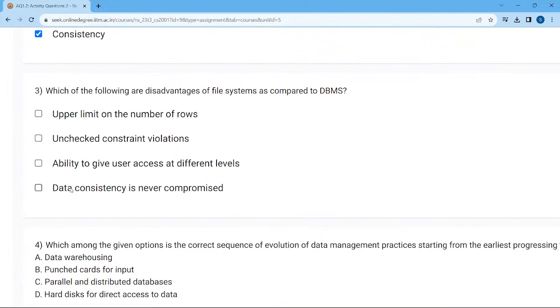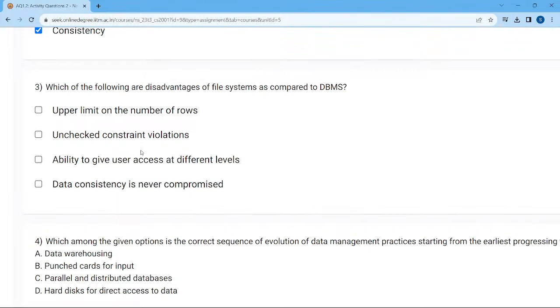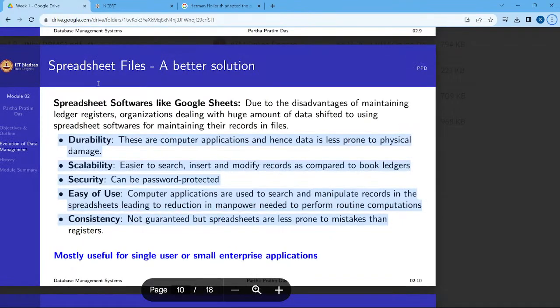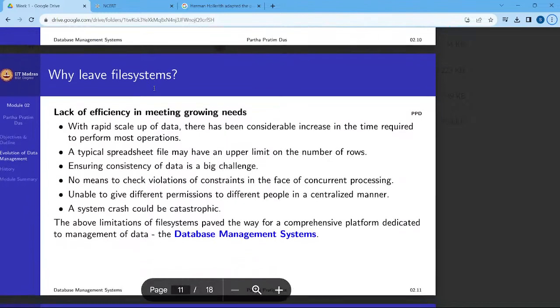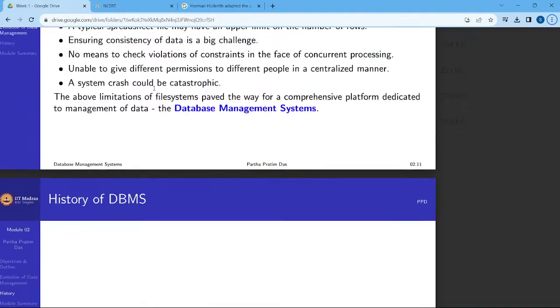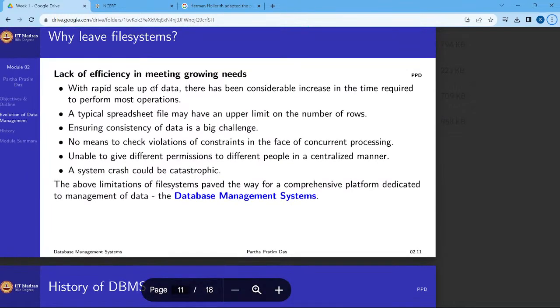Which of the following are disadvantages of the file system as compared to DBMS? I have to read the PPT for this. Disadvantages of the file system as compared to DBMS. As I said, each and every slide has a ton of data. If you dive into each slide, you would be amazed how much data they give us.